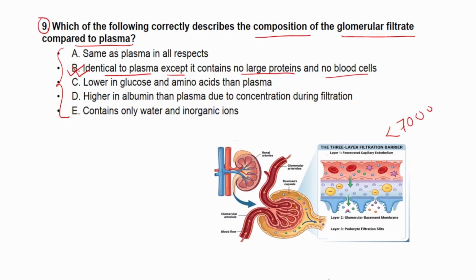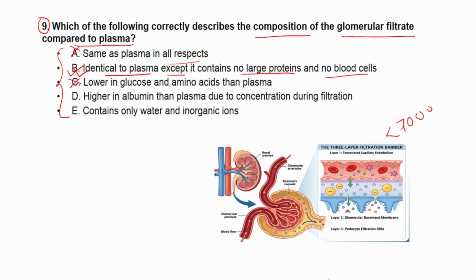Saying that the filtrate is identical to plasma in all respects is completely wrong, because it ignores the absolute exclusion of vital cellular elements and high molecular weight serum proteins. The filtrate is not lower in glucose or amino acids initially, as these small molecules filter with an ultrafiltration coefficient of 1, achieving perfect osmotic equilibrium across Bowman space.